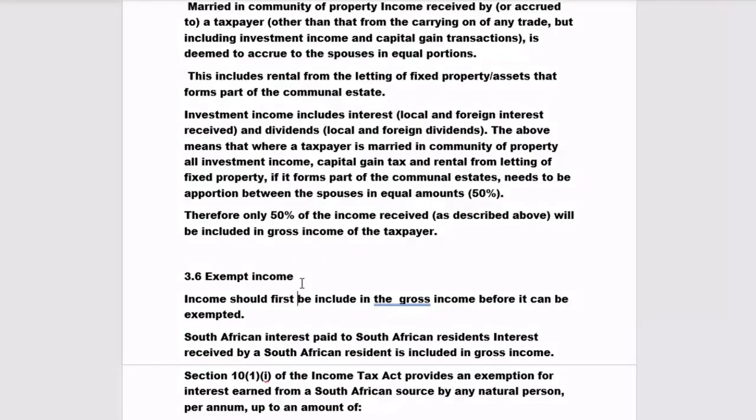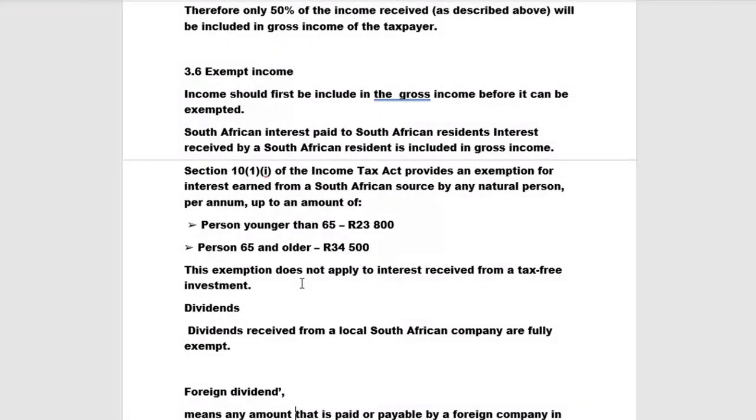But exempt income: I've told you that there are incomes that are going to be included in your gross income. However, sometimes they don't even meet the definition to be taxed, and those kinds of incomes should be exempted. Like I said, in terms of the framework, you're going to have what's called the gross income, and then you include all of those incomes in there. And the incomes that do qualify to be exempted, you show them. South African interest received by a South African resident is included as a special case. The same applies to your dividends, or your investment income.